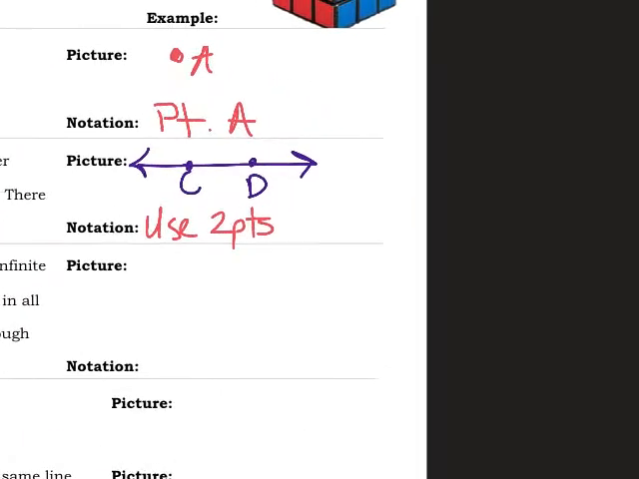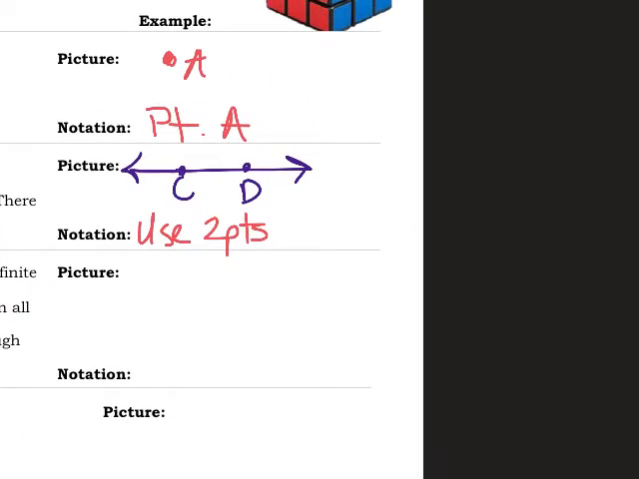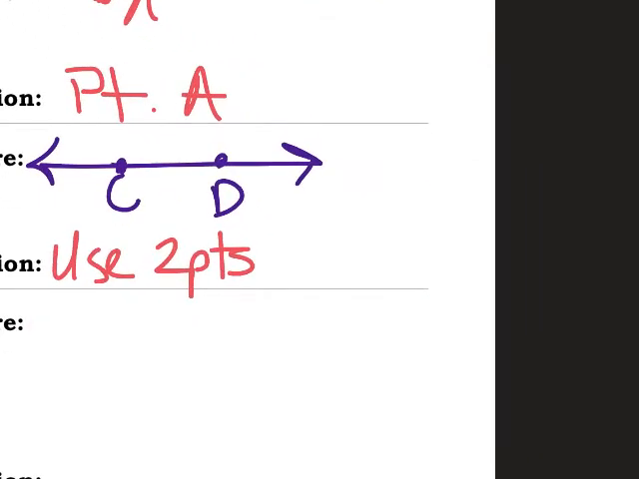So if I wanted to name this line, I can name it 3 different ways, okay? So I can name it line CD, line DC. Why do you think I'm allowed to name it both ways? Does it change the direction of my line? If I call it CD and DC, is my line going a different direction? No, it's still going left and right. So as long as there's 2 points on the line, it doesn't matter which order. Just D and C, C and D, okay?